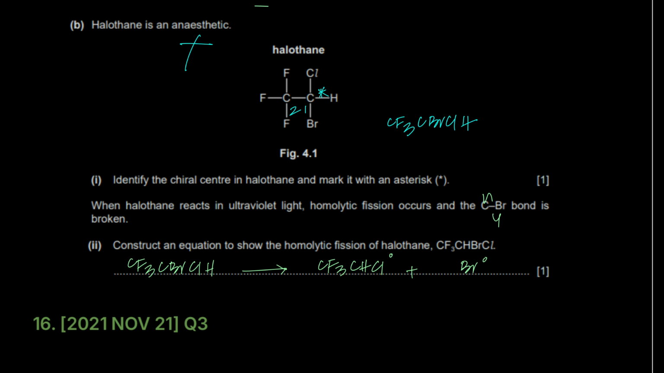Sir, what was radical again? A radical is a species with an unpaired electron. They are very reactive. For example, Cl radical. Cl radical has Cl and one unpaired electron right here. That's why Cl does not exist in the form of Cl. It exists in the form of Cl2.